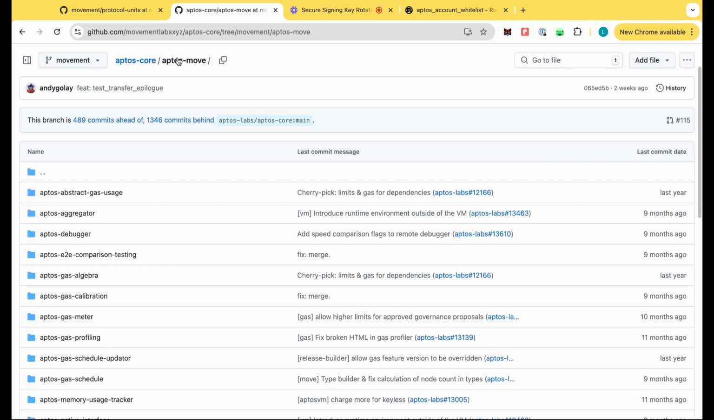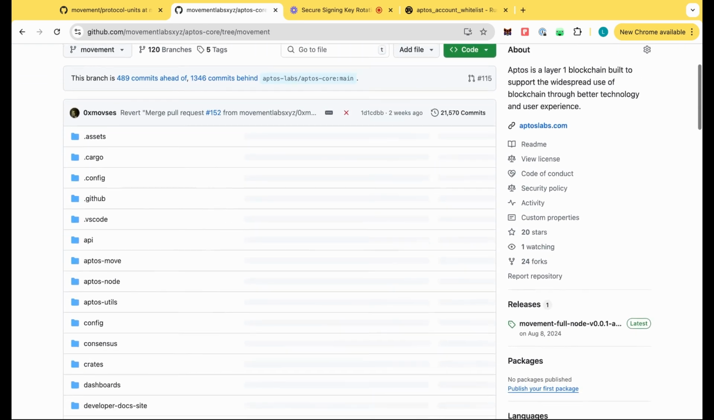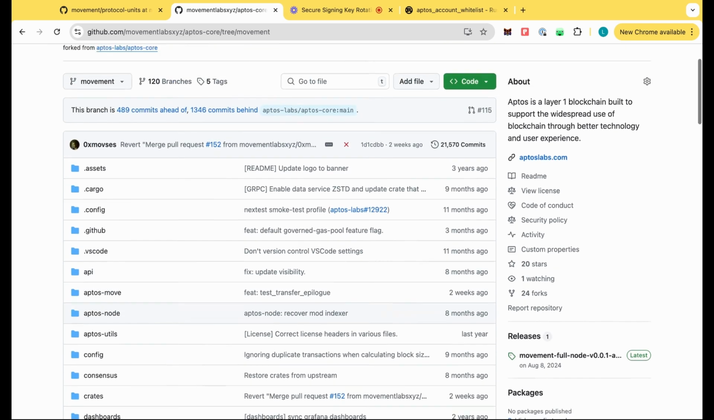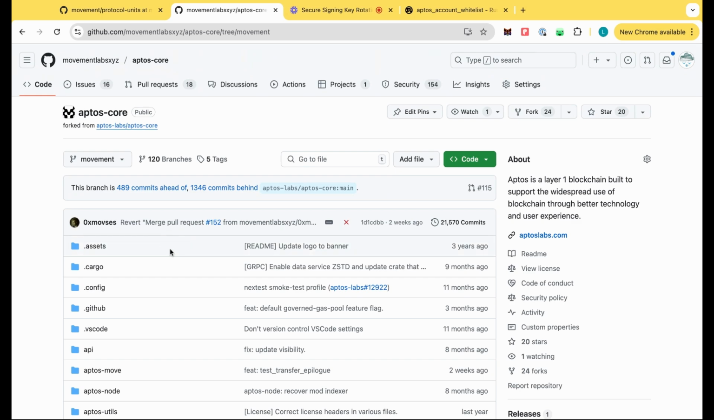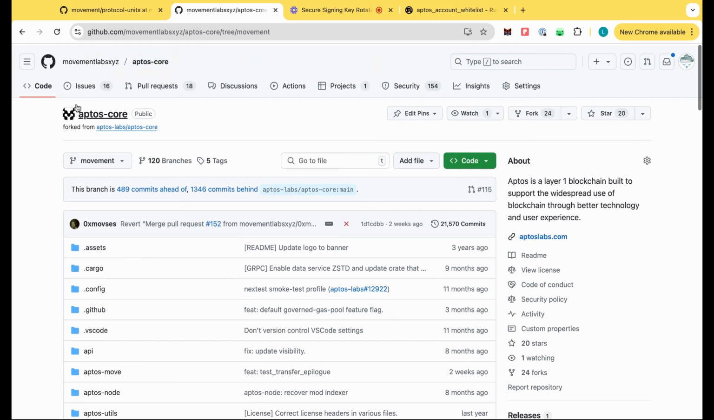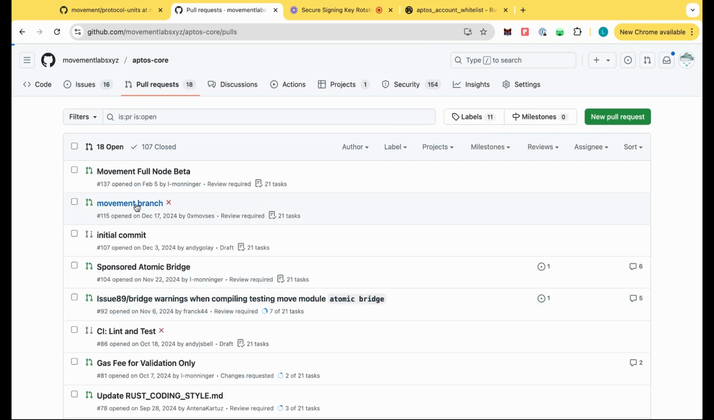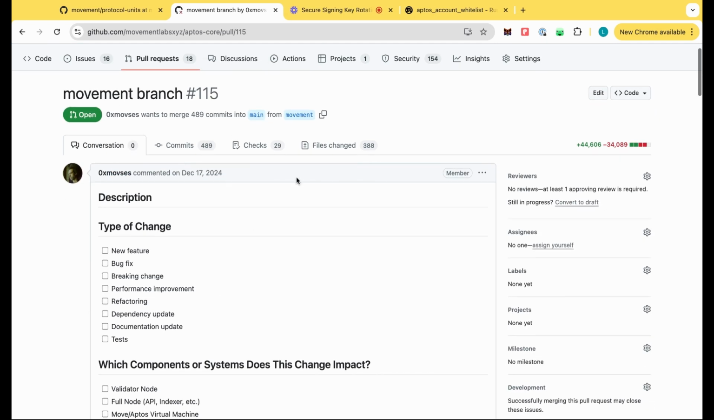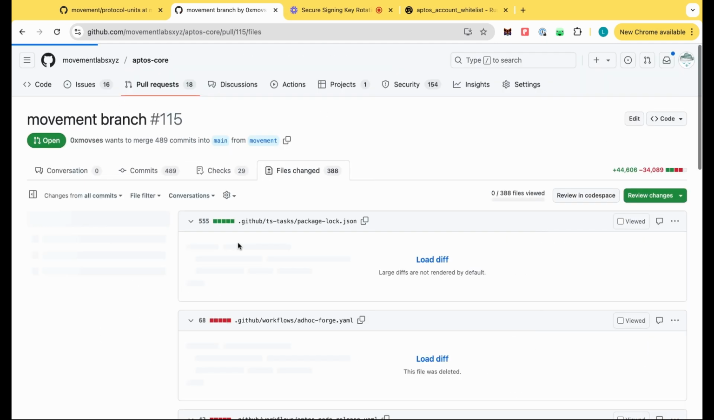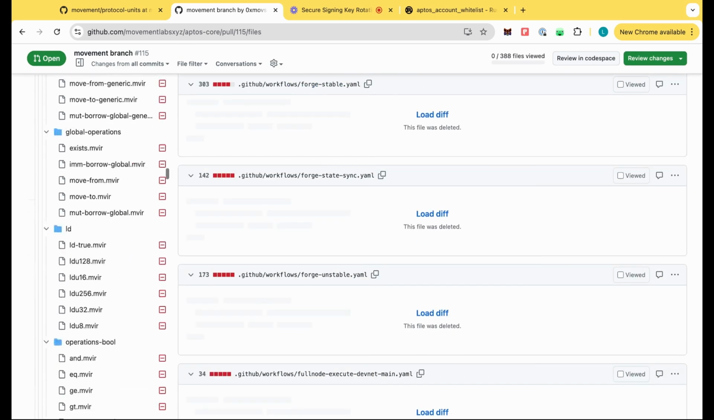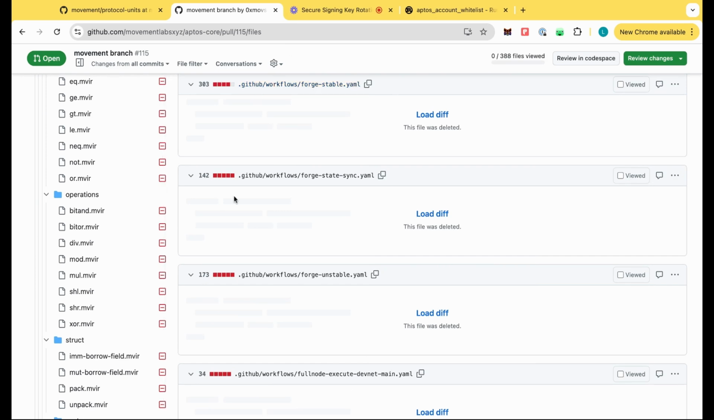The other thing we changed is the block executor. This is spread over several crates, so I'm not going to try to pull through everything, but in general, you can check the diff by looking at the PR from movement to main. So it's quite large, but it's not insurmountable. Yeah, you can search through here and find the block executor modifications and whatnot.